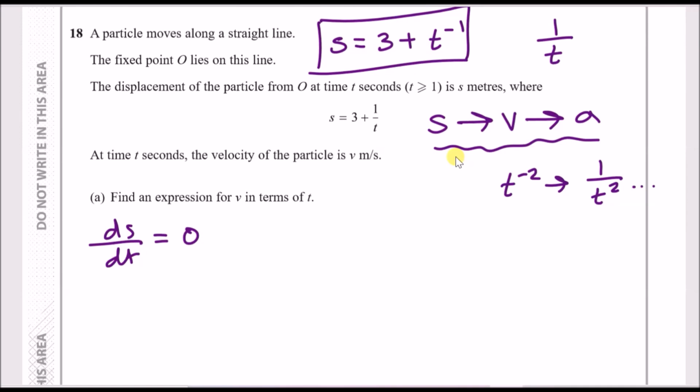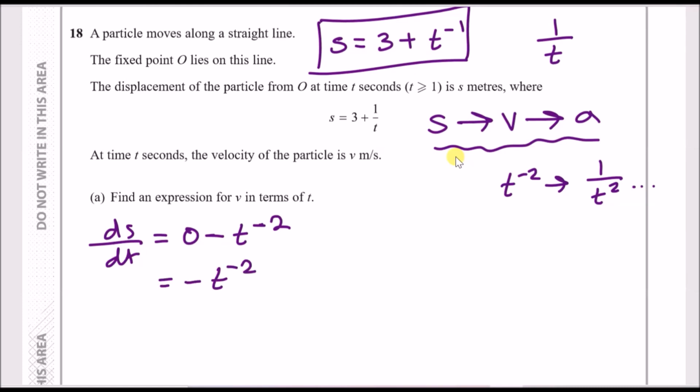Differentiate t to the negative 1: you drop negative 1 down, so it'll be minus t, and subtract the power by 1. Now be careful, guys. A lot of people might be tempted to write 0, but minus 1 take away 1 is actually minus 2, okay? And therefore, this is your answer. So the answer is minus t to the negative 2.